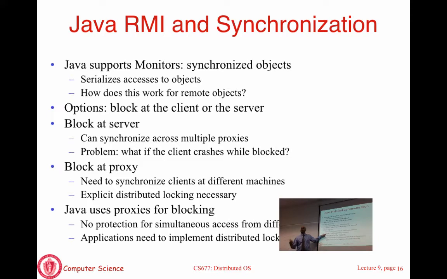We will look at how to implement a distributed lock subsequently, but these are two methods that you can use. Now in the Java case, you actually block at the proxy. It implements blocking at the proxy so that you do not need to deal with some of the subtleties. However, because you do this, applications need to implement the notion of a distributed lock. There are of course libraries in Java that will do it for you, so you don't have to implement it, but we will look at how to implement a distributed lock.